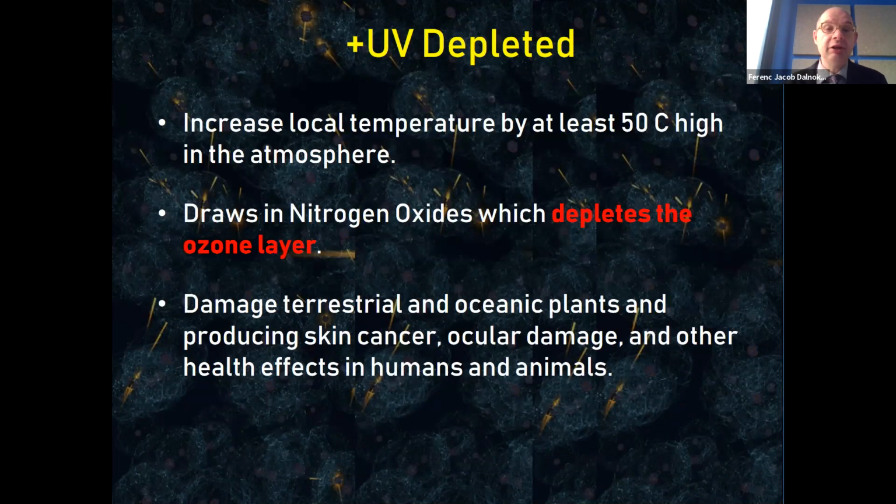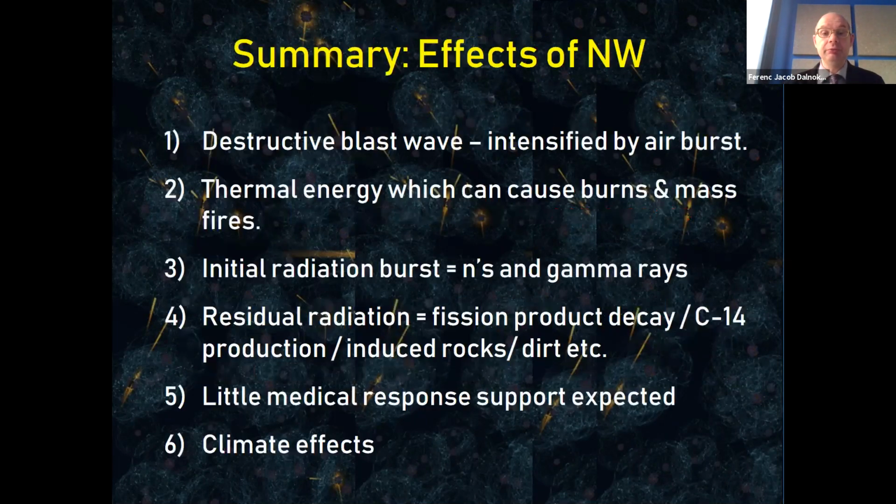It's not only that, you also get UV depletion from an effect like that, where you have an increase in local temperature high up in the atmosphere where the ozone is, by at least 50 degrees Celsius. This draws in nitrogen oxides, which deplete the ozone layer, which obviously has terrible effects like damaging terrestrial and oceanic plants, producing skin cancer, eye damage, and other health effects in humans and animals.